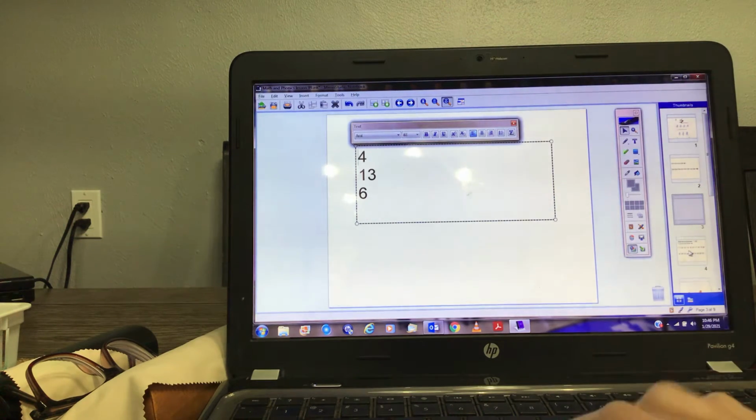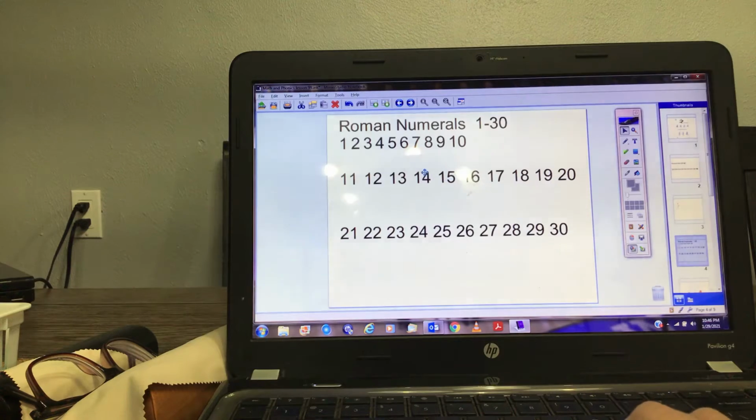Okay, we are going to look at Roman numerals 1 through 30. And what we are just going to keep adding to our Roman numerals. Next week, we are going to learn what L and C stand for. We have M and D. And so we are just going to keep adding to this. We already have the base down.